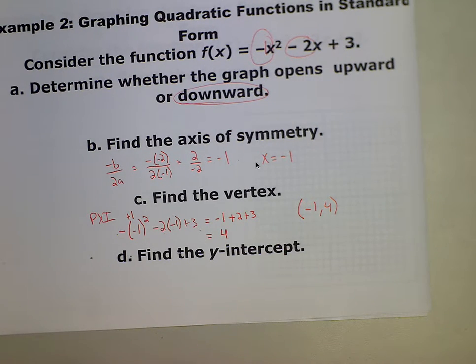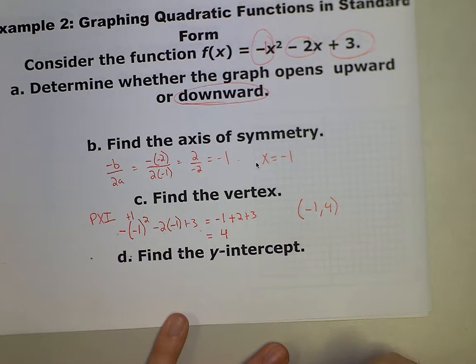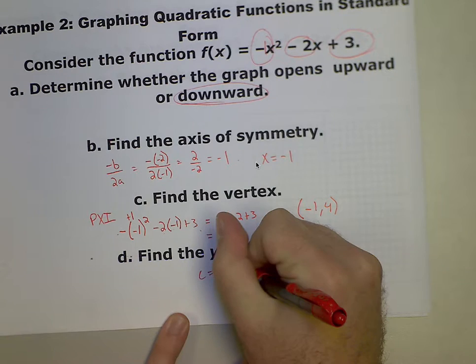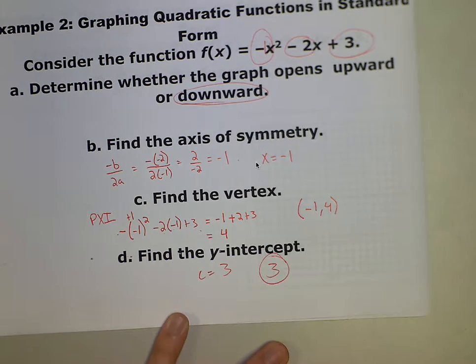Part D should be super fast for us. This is our y-intercept. I just need to look up here for my c value, which is 3. So c is equal to 3. My y-intercept is just at 3.